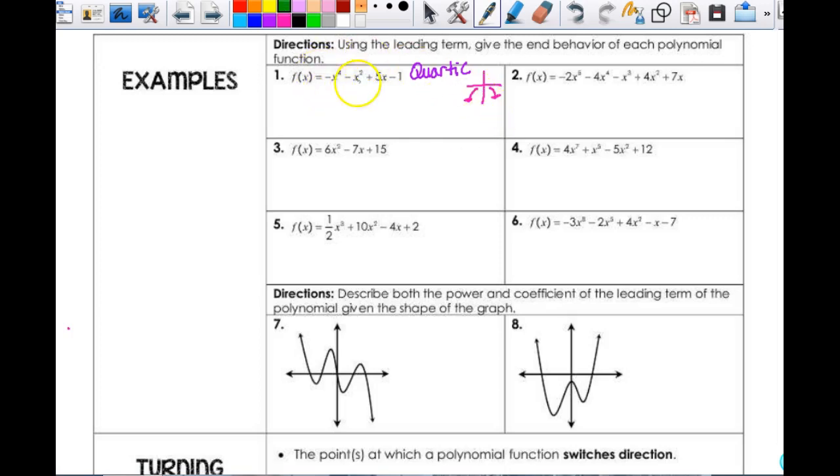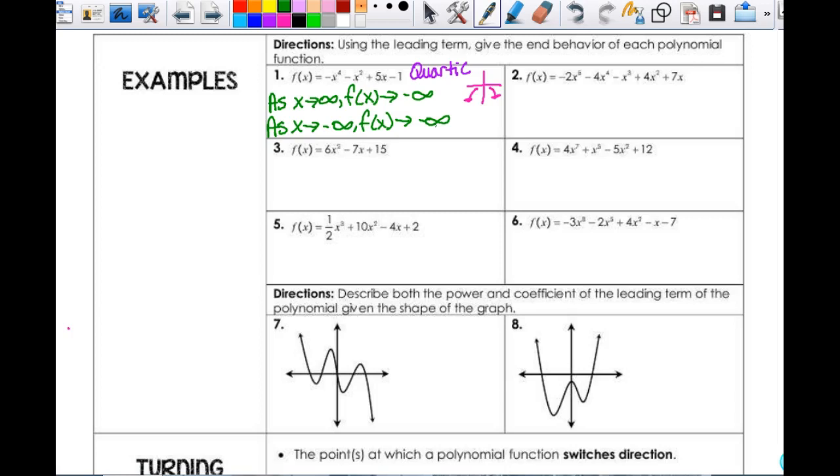So instead of looking at this and trying to figure it out, I know what this looks like. So I can say, as x approaches infinity, f of x approaches, well, as my x gets bigger, my y's get smaller, so that would be negative infinity. And then as x approaches negative infinity, f of x approaches, again, negative infinity. Okay?